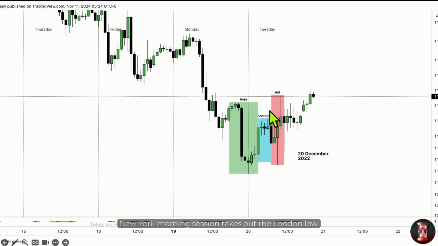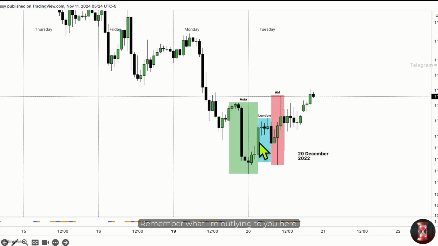New York morning session takes out the London low, but what occurs? Instead of the market continuing lower then, we see the market take out that London low and then continue the order flow which got established during that London session, where we initially ran higher, engineering buy side liquidity. We then take out sell side liquidity, forming the low of the morning session before expanding towards the upside.